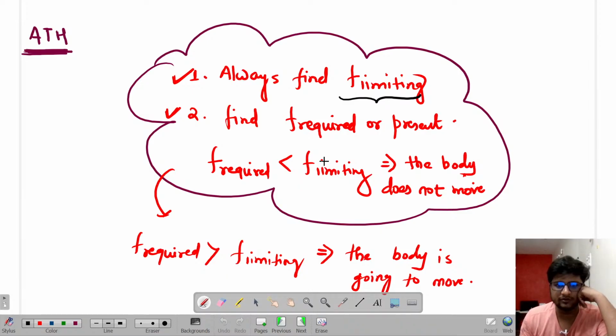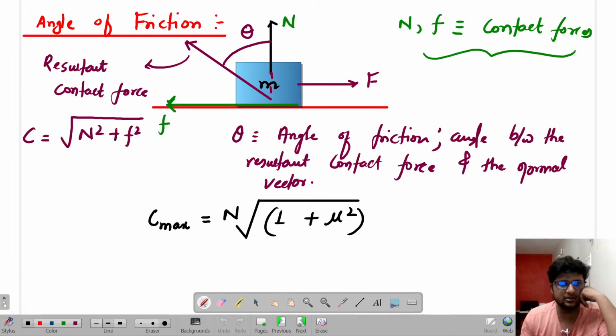Second thing is you have to find f required or f present. And third thing is, if f required is f limiting, then the body is not going to move, but when f required is more than f limiting, the body is going to move. Is that clear or not? And we are going to take this idea forward.